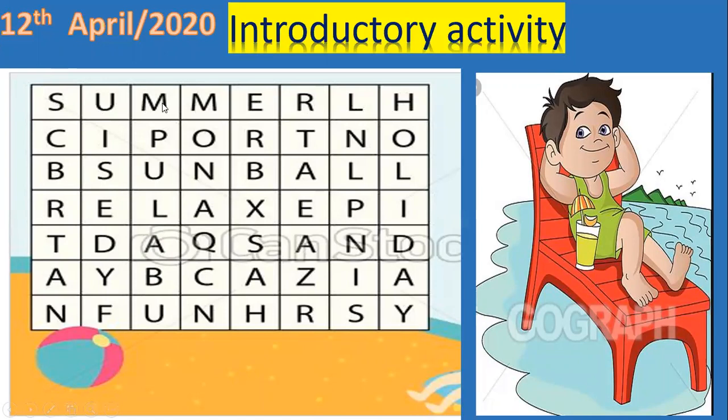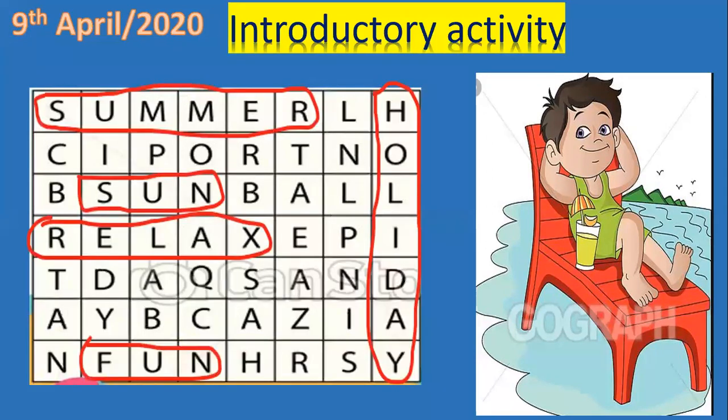What other words can you find? Sun. Where's sun? Yes, here is sun. Bowl. Relax. What else? Fun. Good. So these are different words related to activities that we can do in summer. So let's see the answers. How many words can we find?